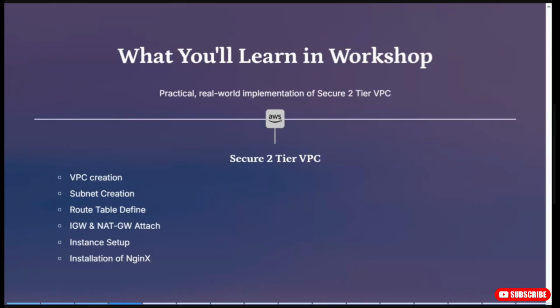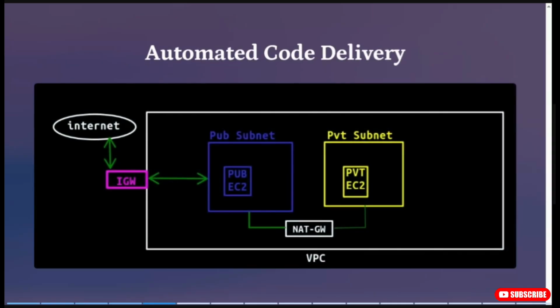Okay, so this is the architecture, you can say. Sorry, I forgot to change the heading. So this is the architecture. You can see here the internet is there. The internet is coming with the IG. IG is connected to the public subnet.